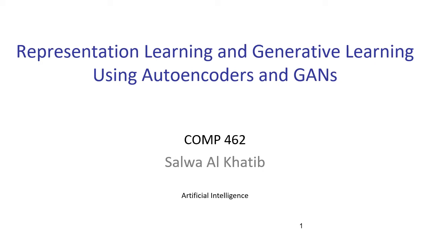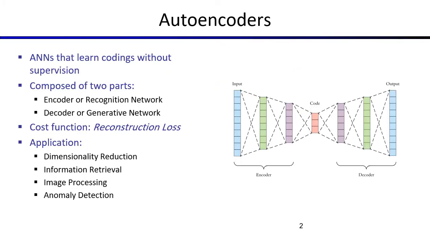In this presentation, we are going to discuss representation learning and generative learning using autoencoders and GANs. An autoencoder is an artificial neural network that is able to learn dense representations, also referred to as codings or latent representations, of its input data in an unsupervised manner, and then converts the codings into a reconstruction of the input. An autoencoder is usually made up of two parts.